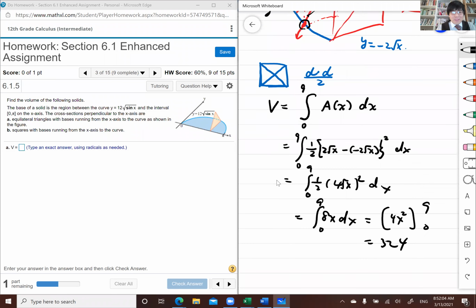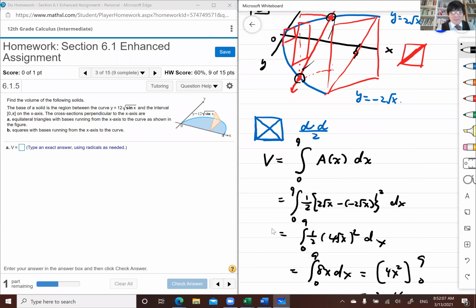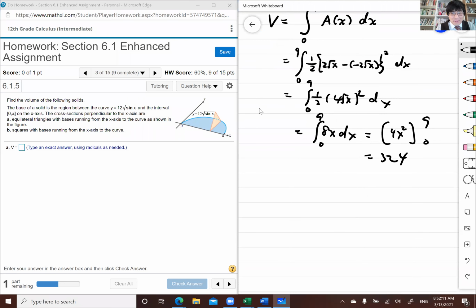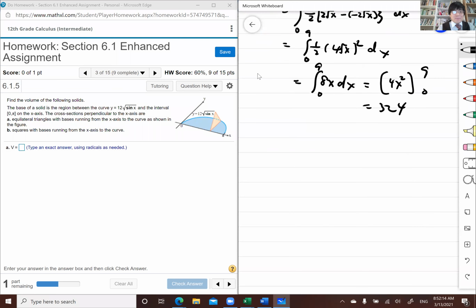Okay, next one is a bit easier because you can see the figure where the cross section has some kind of triangle. Okay, so number 3. Find the volume of the following solids. The base of the solid is a region between the curve y is equal to 12 square root of sine x and the x-axis. And the cross sections perpendicular to x-axis are, first case, the equilateral triangle.